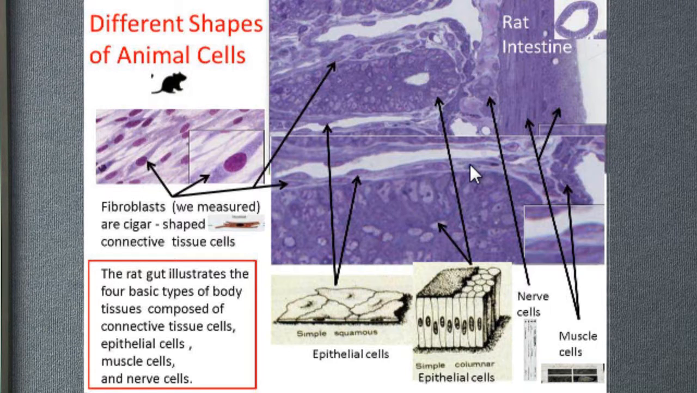So here's nervous tissue right here, and then these are muscle on the outside. So those are 4 different types of tissue: connective tissue, fibroblasts, epithelium, nerve, and muscle.